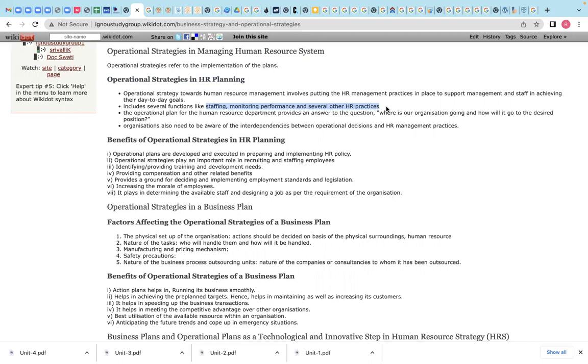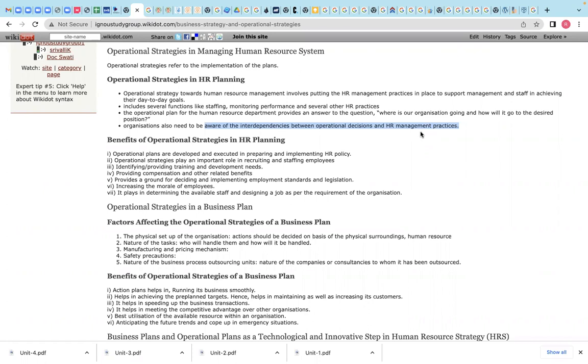It includes staffing, monitoring, performance, etc. This operational plan typically would answer questions like where our organization is going and how it will go to the desired position. The how part is the underlying part to it. It also needs to be aware that organizations in general will have interdependency between the operational decisions and the HR management practices. So this is the operational strategies in HR planning.